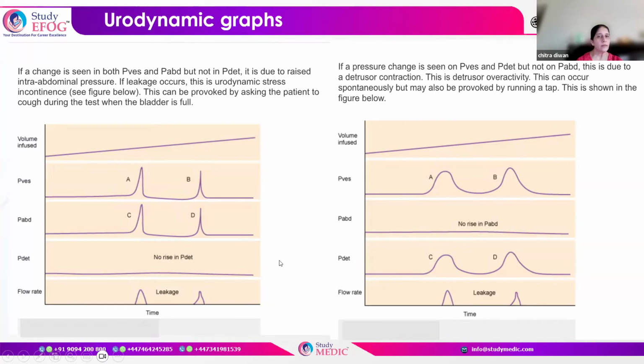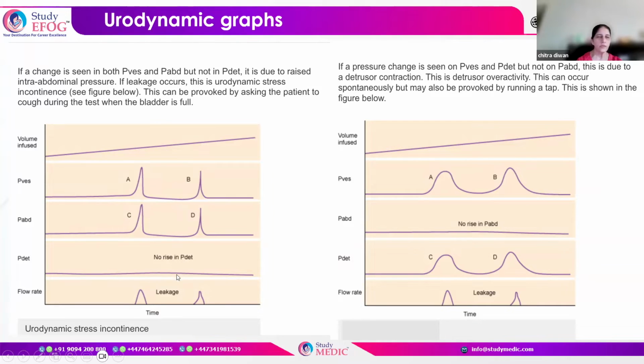So normally when the bladder is being filled, you should not be getting any contractions in the detrusor. The detrusor is supposed to be quiet at that time. In this graph, what you are seeing is that there is an increase in the abdominal pressure. Because of the increase in abdominal pressure, the vesical pressure is rising. Okay, but the detrusor pressure is not rising. And at the same time, you can see that there is a leakage whenever abdominal pressure and vesical pressure are rising. So this is typically seen whenever there is urodynamic stress incontinence.